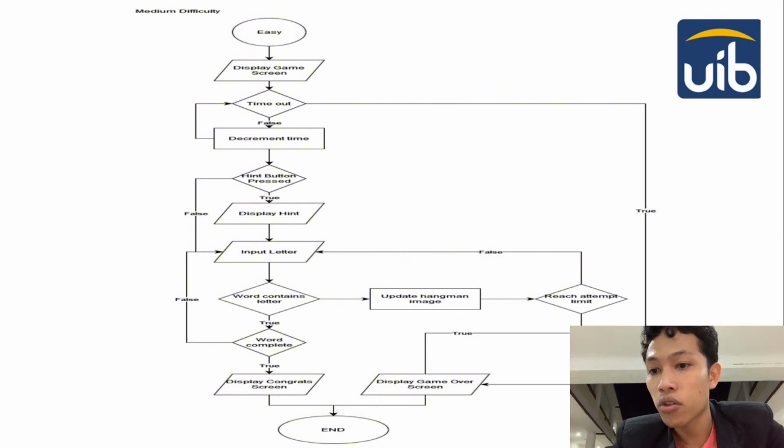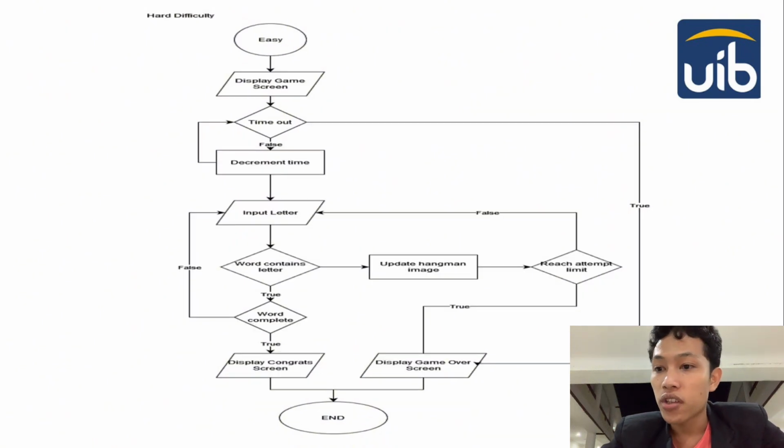If attempts are exhausted, display game over screen. End of the game: the game ends when the player either wins or loses. Win, correct screen. Lose, game over screen. And hard entry. Start. The game begins by displaying the game screen. The timer is active and the system checks for a timeout.